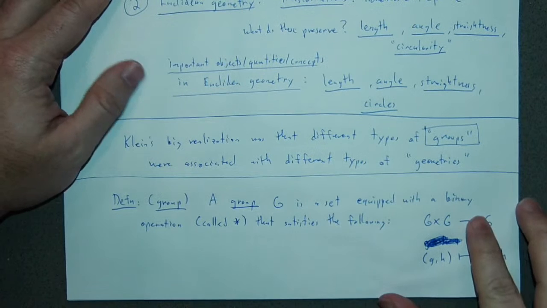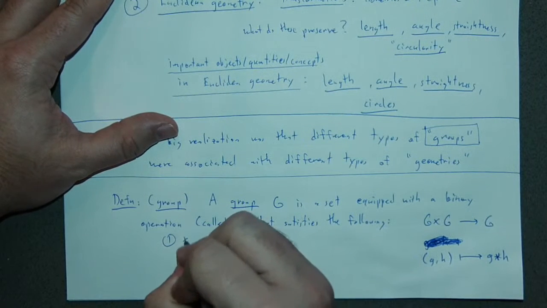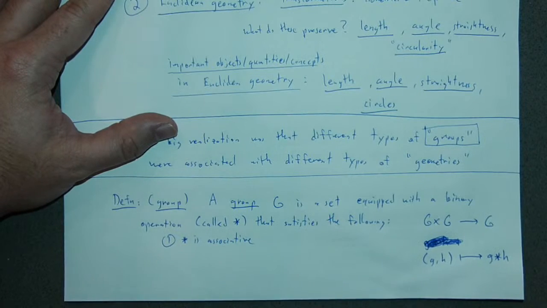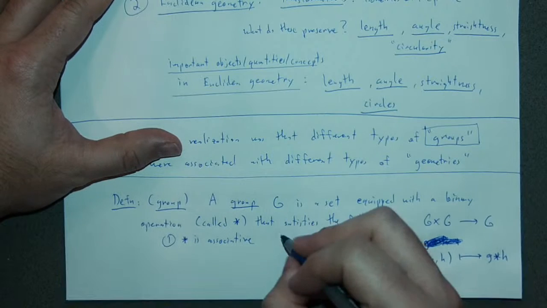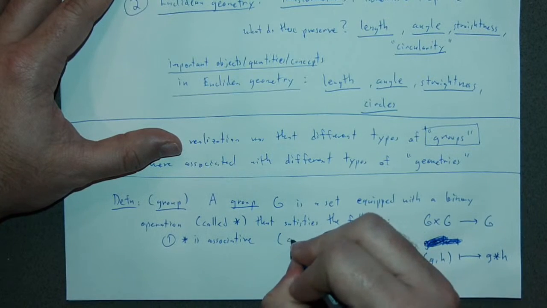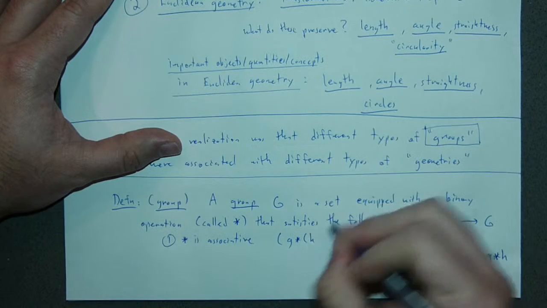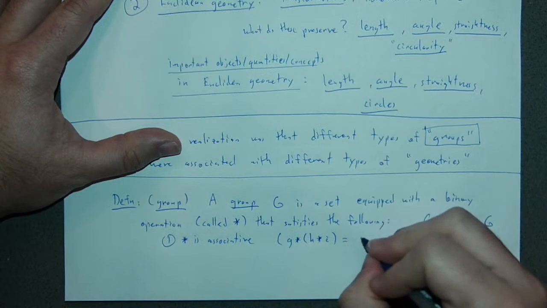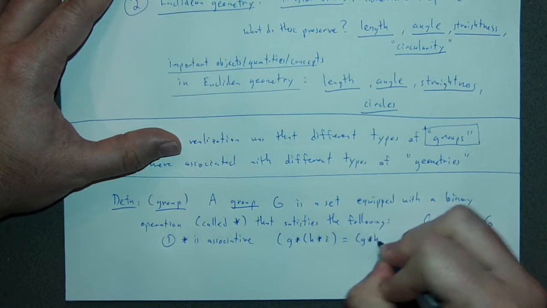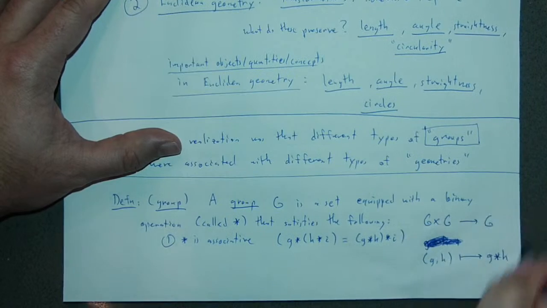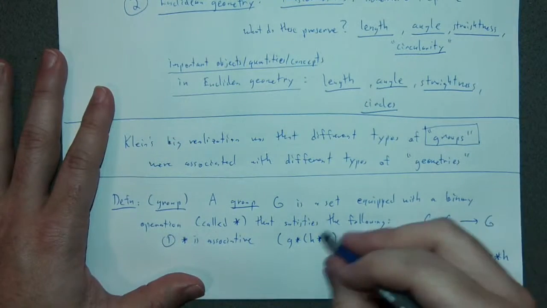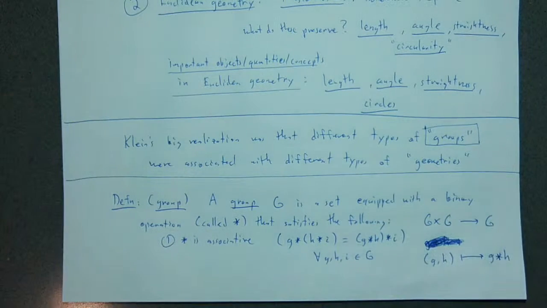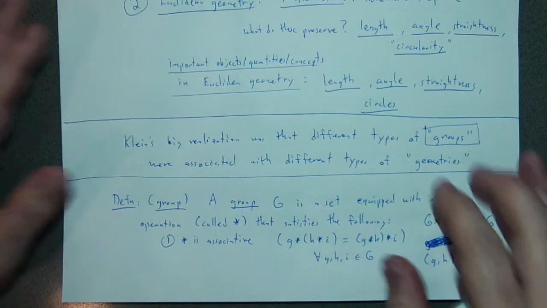Okay, so it's a list of three things. One, star is associative. What does that mean? Well, it means that (G star H) star I is equal to G star (H star I), associated in that way. And this is true for all G, H, and I in G. Right? So for all G, H, and I in G. Okay, so our star operation is associative.